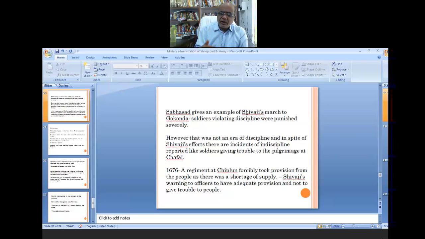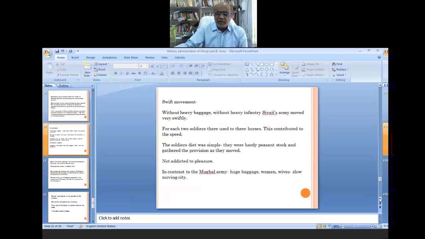But even in spite of that, there are certain incidents where Shivaji's men created trouble. For example, at Chafal in Konkan, which is a pilgrimage place, it is recorded that Shivaji's men troubled the pilgrims, asked for money, and snatched money from them. Similarly, a regiment at Chiplun forcibly took provisions, as they were facing a shortage of supply. They forcibly took grain from the surrounding area. So in spite of Shivaji's warning not to forcibly take grain from the people, this kind of incident was reported and recorded.